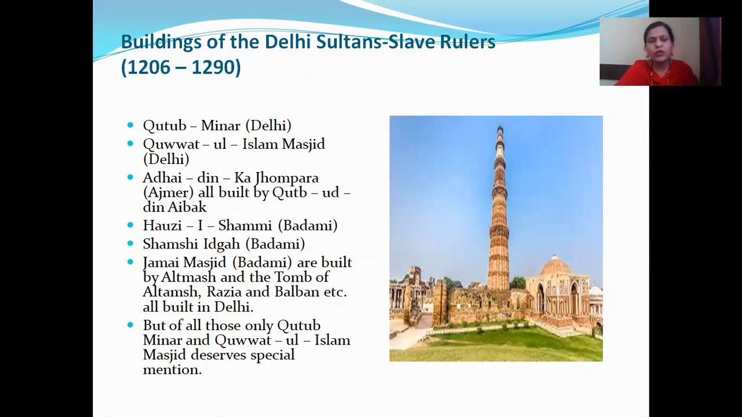But of all these, only Qutub Minar and Quwwatul Islam Masjid deserve special mention because of their importance and contribution, and because tourists and others are attracted to these places.